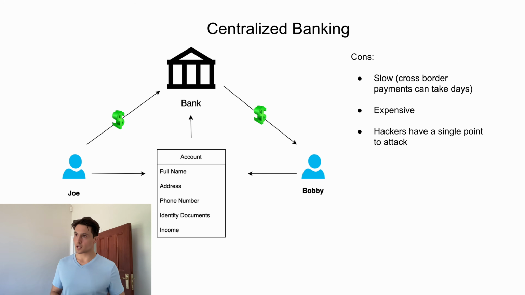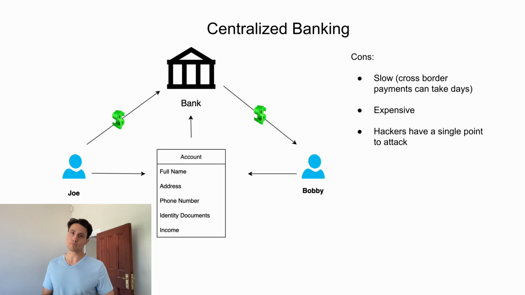So now let's look at an example of our centralized financial system as we have it today. If I want to open up a bank account, then I'll have to go to a commercial bank and I'm going to have to give them all of my information before I can open that account. I have to tell them my full name. I have to give them my address, my phone number. They're going to want to see identity documents, and they probably want to know other things like my income as well.